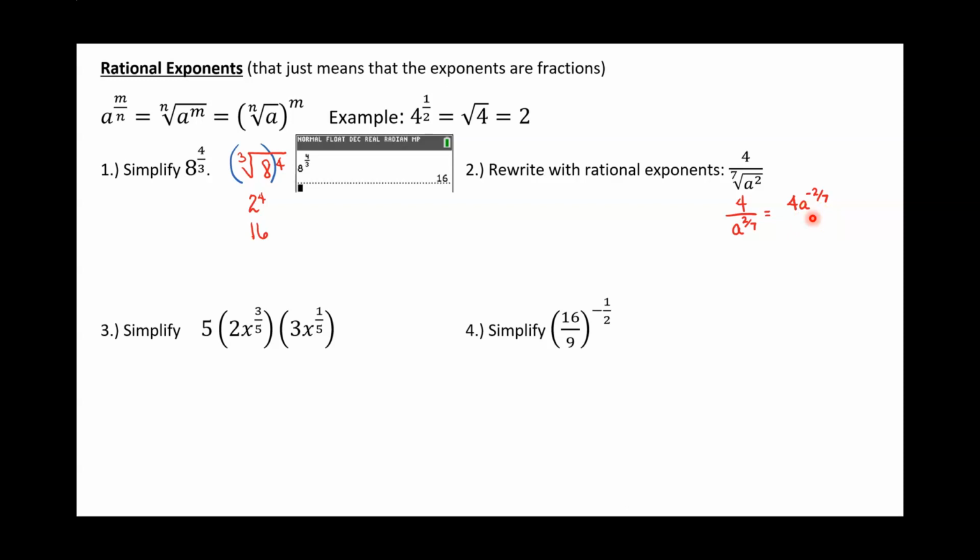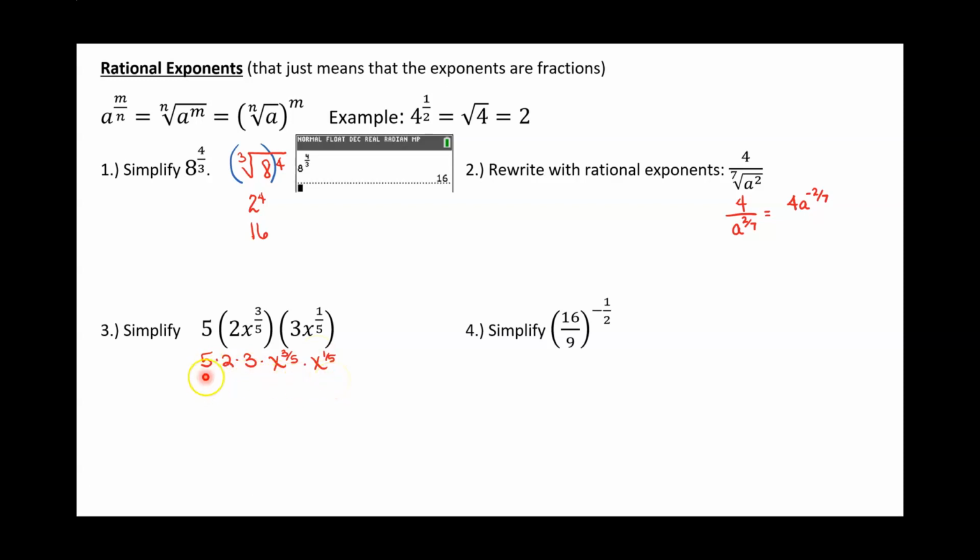So for the next one, I'm going to start off by getting my constants, 5 times 2 times 3. Now, remember, you can multiply in any order. 2 times 3 times 4 is the same thing as 2 times 4 times 3 is the same thing as 3 times 4 times 2. So there's nothing that says that I have to do 5 times 2 times x to the 3/5. I can do 5 times 2 times 3, then times x to the 3/5 and x to the 1/5. So I'm going to do that. I'm going to put my constants together and I'm going to put my variables together.